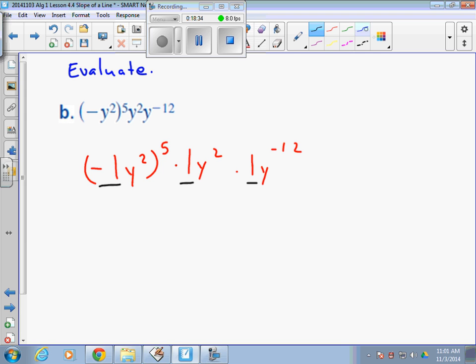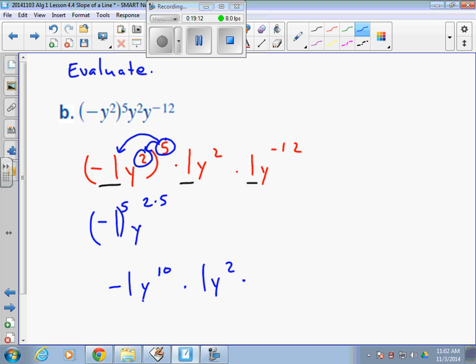First things first, though, we have to make sure we have an exponent being raised to an exponent. So this has to distribute to both the negative 1 and the 2. So what it winds up being is negative 1 to the 5th, and it acts like this now, y to the 2 times 5, which we know is going to become y to the 10th. So negative 1 to the 5th, that's an odd amount, which is going to give us back a negative 1, because odds is going to be negative. So then it says times 1y squared times 1y to the negative 12.